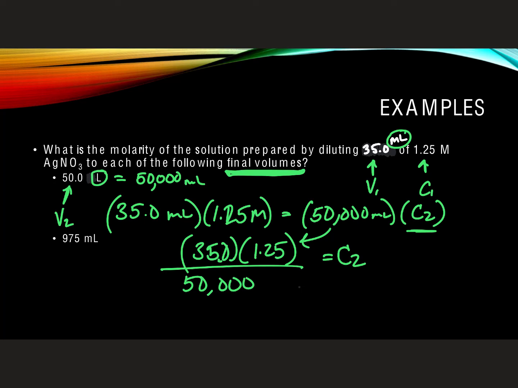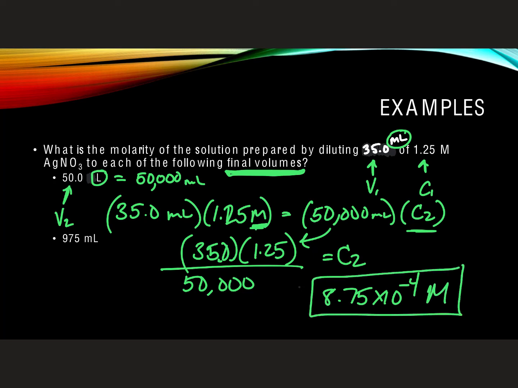And what you come up with for the final answer is 8.75 times 10 to the negative fourth. And because our original concentration was molar, our new concentration will have the same unit. See if you can calculate the second dilution concentration.